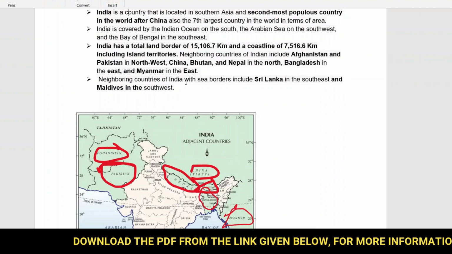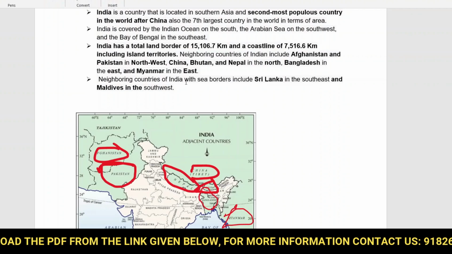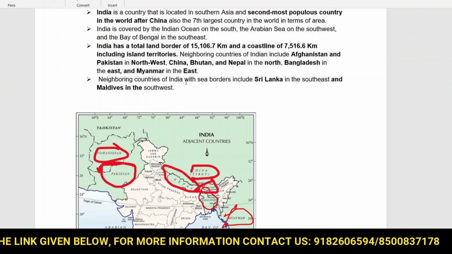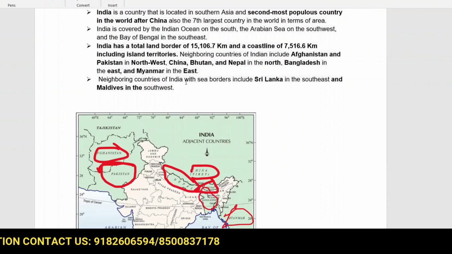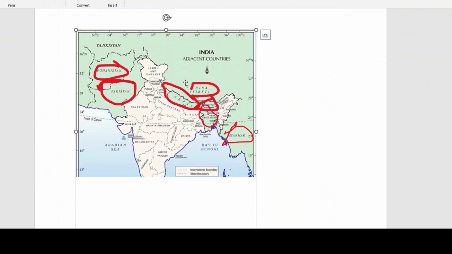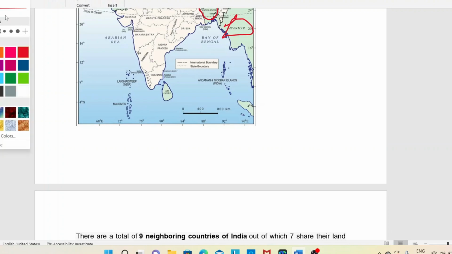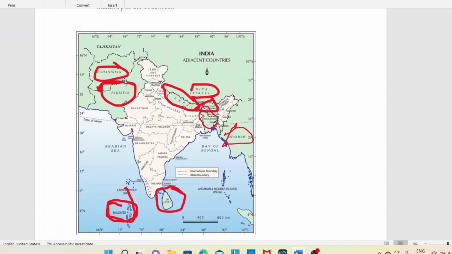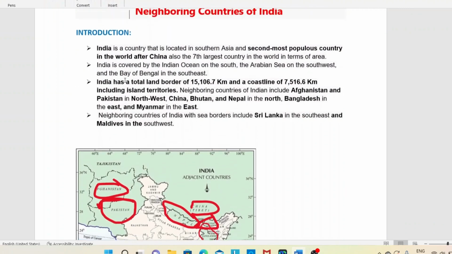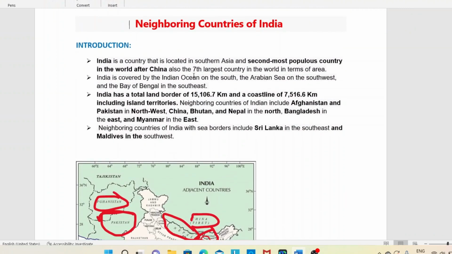Neighboring countries of India with sea borders include Sri Lanka on the southeast side and Maldives on the southwest side. We can see here, neighboring countries with only sea borders are two: Sri Lanka and Maldives. These are the two sea border countries neighboring India. This is the intro about the neighboring countries of India.